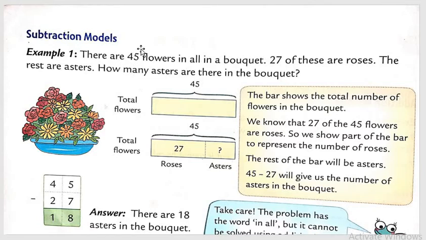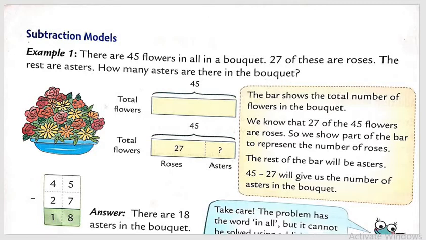Let's check here. What is the question, and understand the problem. There are 45 flowers in all in a bouquet. 27 of them are roses. The rest are asters. How many asters are there in the bouquet? So there are 45 flowers in all in the bouquet and 27 of these are roses. So the rest are asters. Got my point?